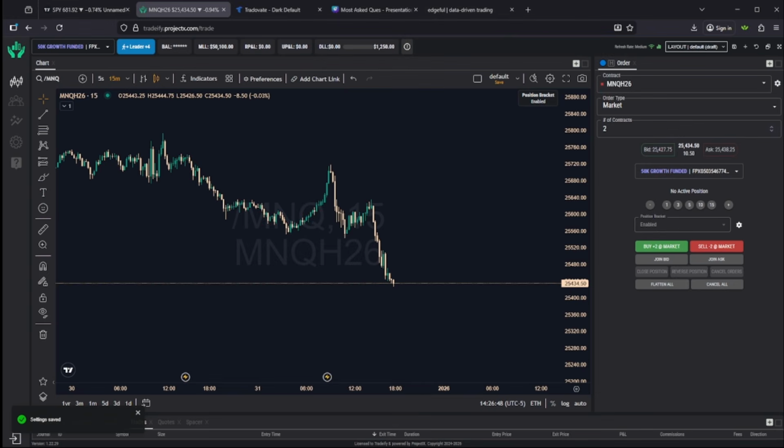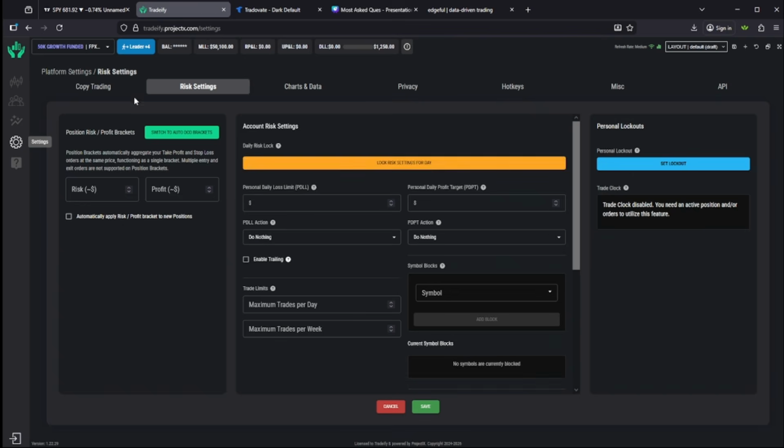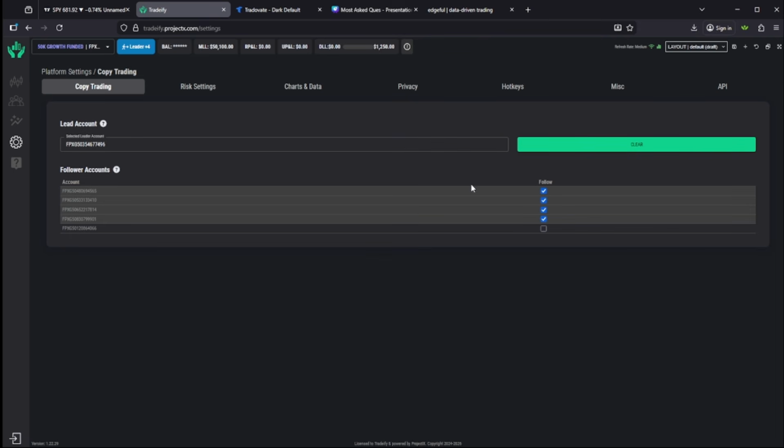The first platform that I use is Project X. I use this on both Tradeify and Lucid. You go over to Project X, you go to Settings, Copy Trading, and these are how you highlight your accounts. You have 1 leader account, 4 followers.